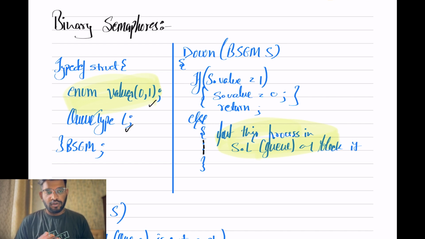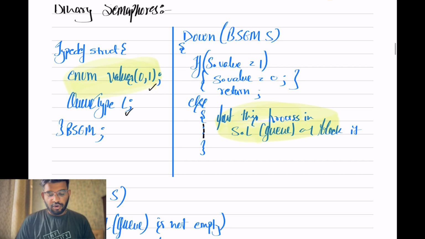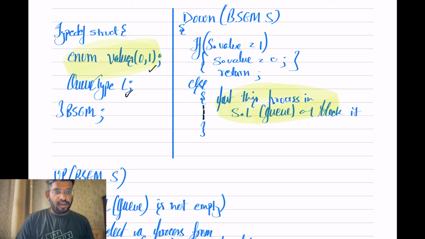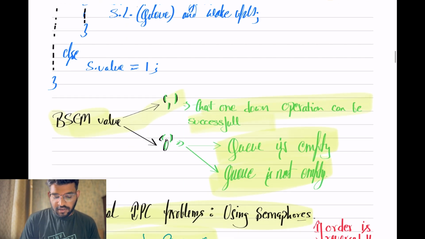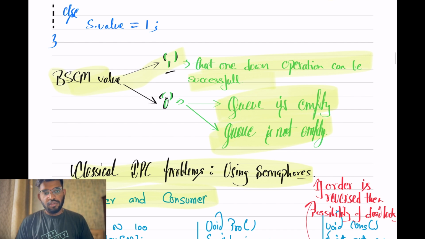A positive value of the semaphore variable indicates that that many down operations can be successful. A negative value of the counting semaphore variable indicates the number of blocked processes. So if the value of S is less than 0 and an up operation is called, then it selects a process from the block queue and wakes it. This selection can be based on any manner such as LIFO, FIFO, or priority.